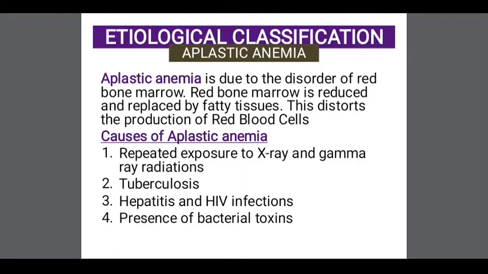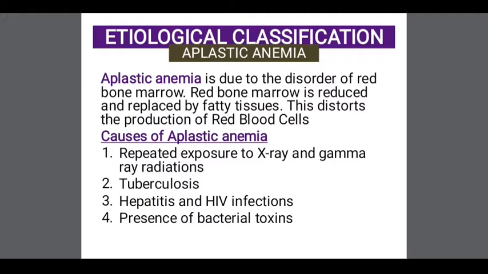Okay, so now let's look at the second type of anemia under etiological classification. We're done with nutrition deficiency anemia, so we want to look at aplastic anemia. Aplastic anemia is due to the disorder of the red bone marrow. So in this situation, the red bone marrow is reduced and replaced by fatty tissues. So this distorts the production of red blood cells.